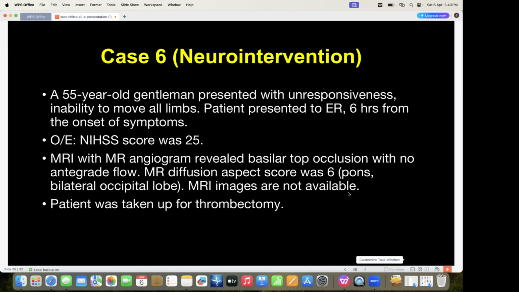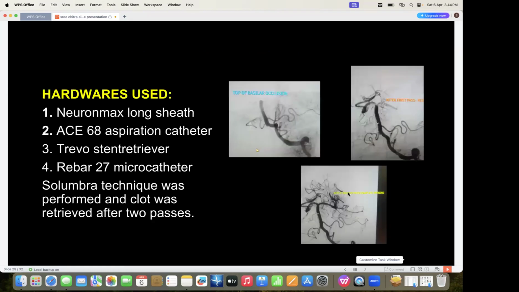So MRI with MR angiogram revealed the basilar top occlusion with no antegrade flow, and MR diffusion ASPECTS was 6, with pontine involvement which scores 2, and bilateral occipital lobe which each one scores 1. So 10 minus 4 is 6, and MRI images at present are not available. So with 6 hours from symptom onset, with NIHSS of 25 and MR diffusion ASPECTS of 6, we took the patient up for thrombectomy.